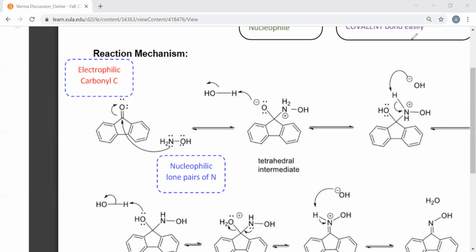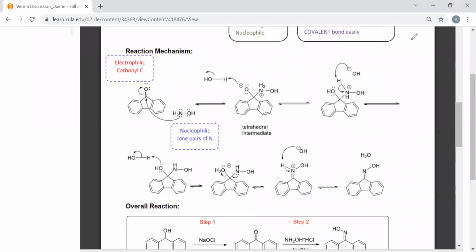So you need to know the mechanism of this part up to the formation of the tetrahedral intermediate only. I don't expect you to know the rest of the rearrangements because it is a probable mechanism. Of course, there will be several proton transfers, but this is the major part of the mechanism.